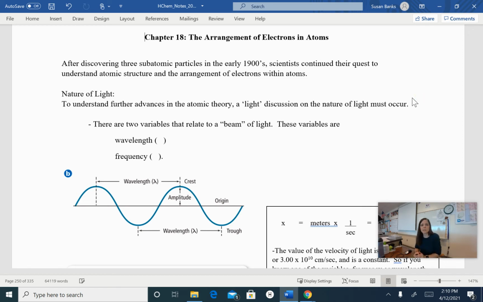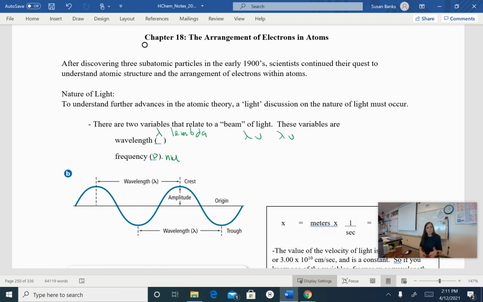There are 2 variables that relate to a beam of light or a wavelength of light. These variables are wavelength, and we designate wavelength with the Greek letter lambda. This is lambda. It's kind of like an upside down Y. The other variable that we use is frequency, and we designate frequency with nu. So nu is kind of like a V where one side is straight and the other side is kind of curved, like a U. Looks kind of like a seagull off in the distance. So we have lambda and we have nu. And you might want to practice writing these a little bit.